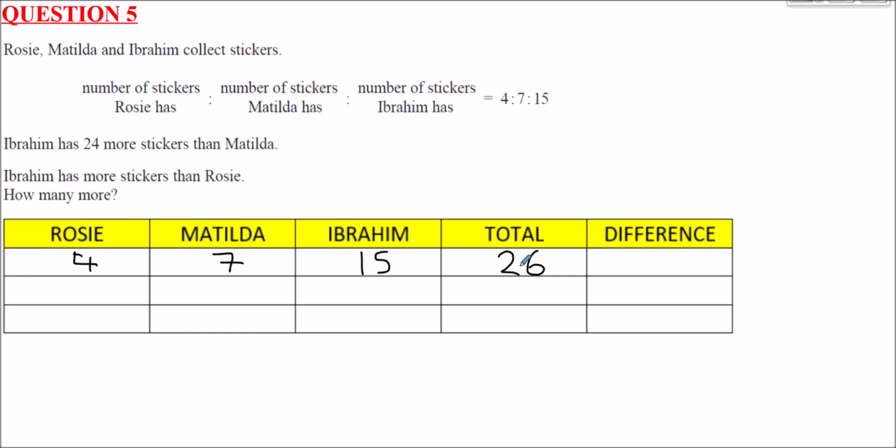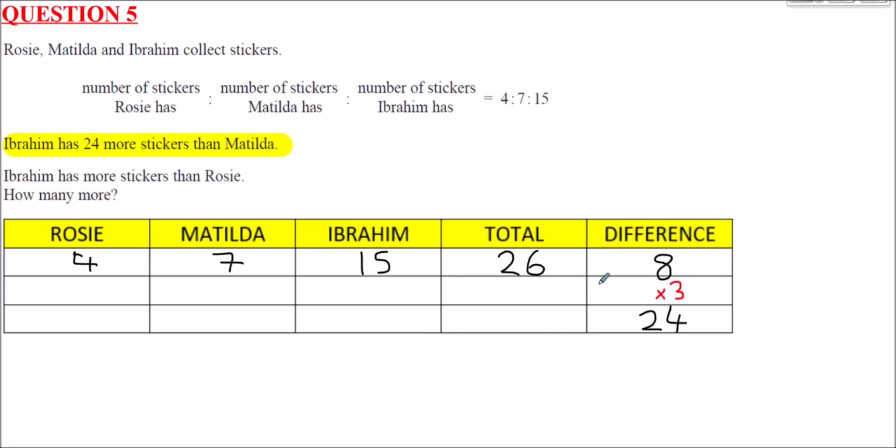And the difference between Ibrahim and Matilda, because this is what it's mentioning here, is actually 24. But if we look at the difference between Ibrahim and Matilda currently, 15 take away 7 is 8 lots. So that difference of 8 lots between Matilda and Ibrahim must actually relate to 24 stickers. So we need to scale up these numbers. So how do we go from 8 to 24? In particular, what do we multiply 8 by to get 24? Well, we can do 24 divided by 8, which tells us it's 3.